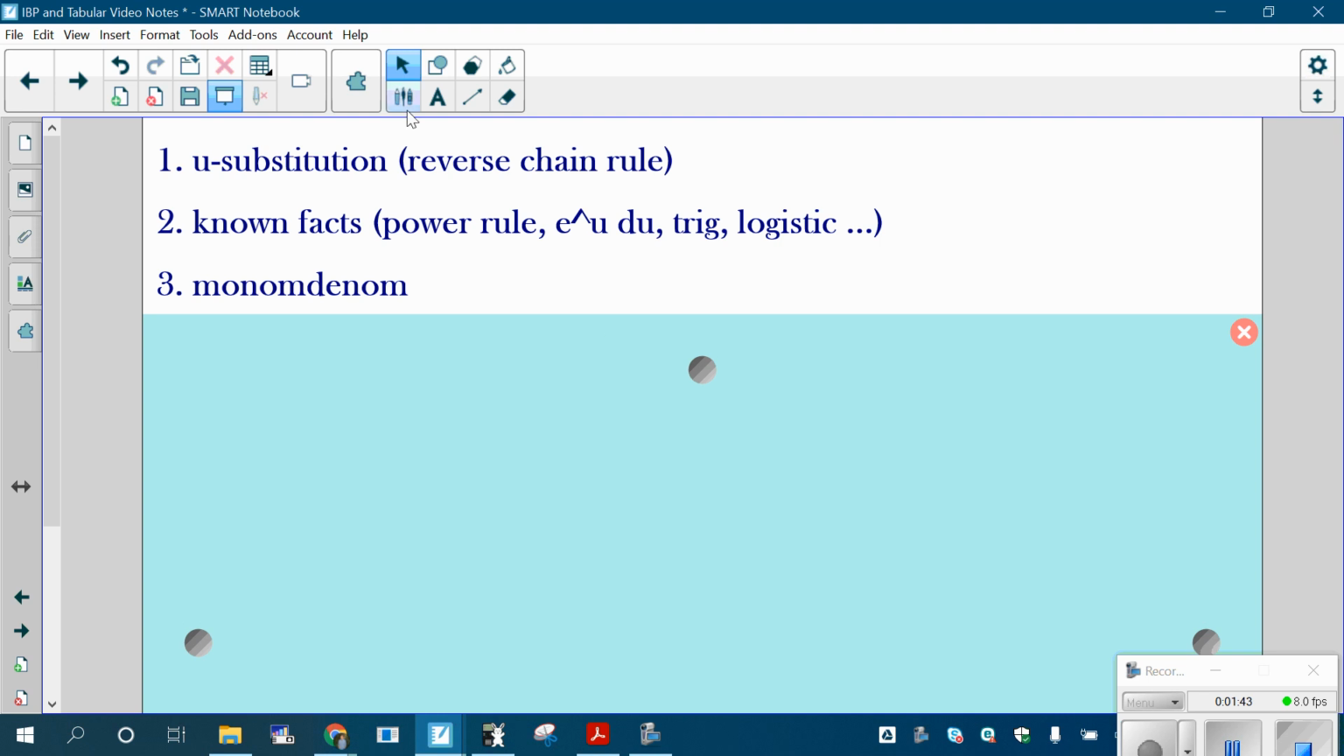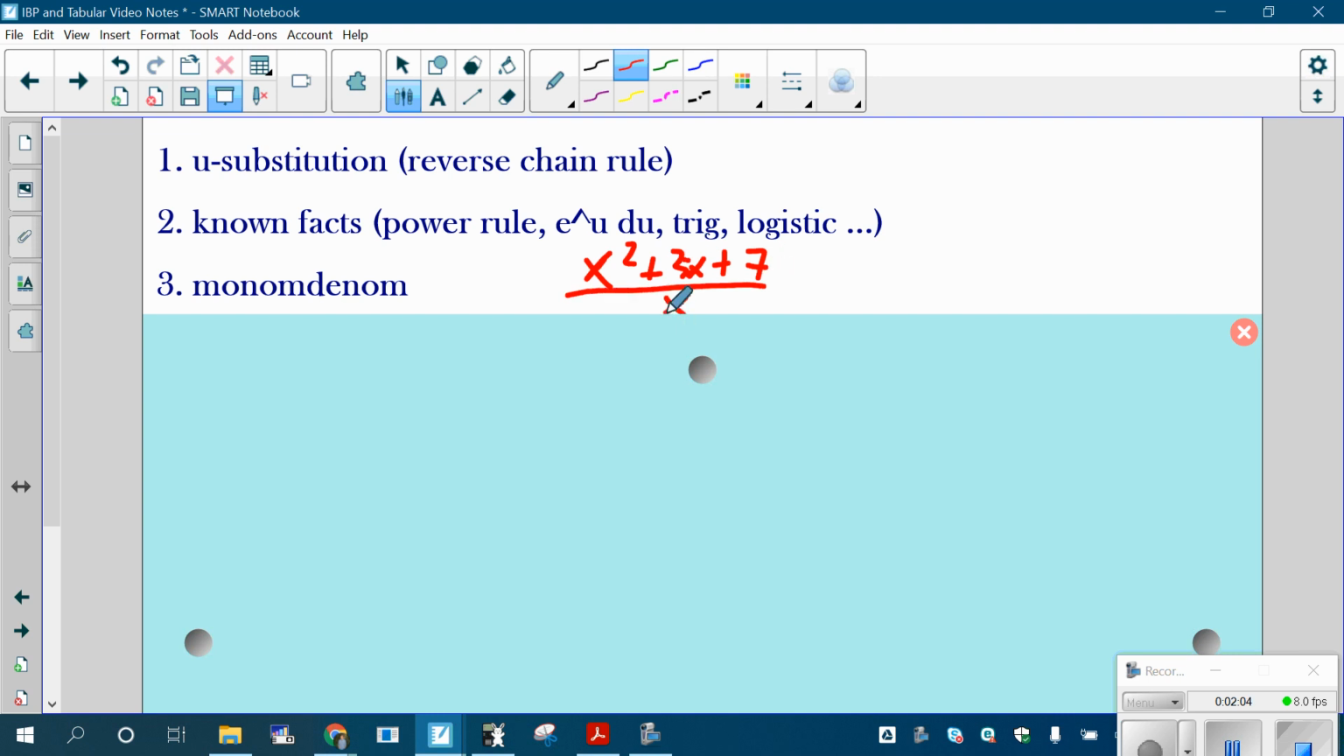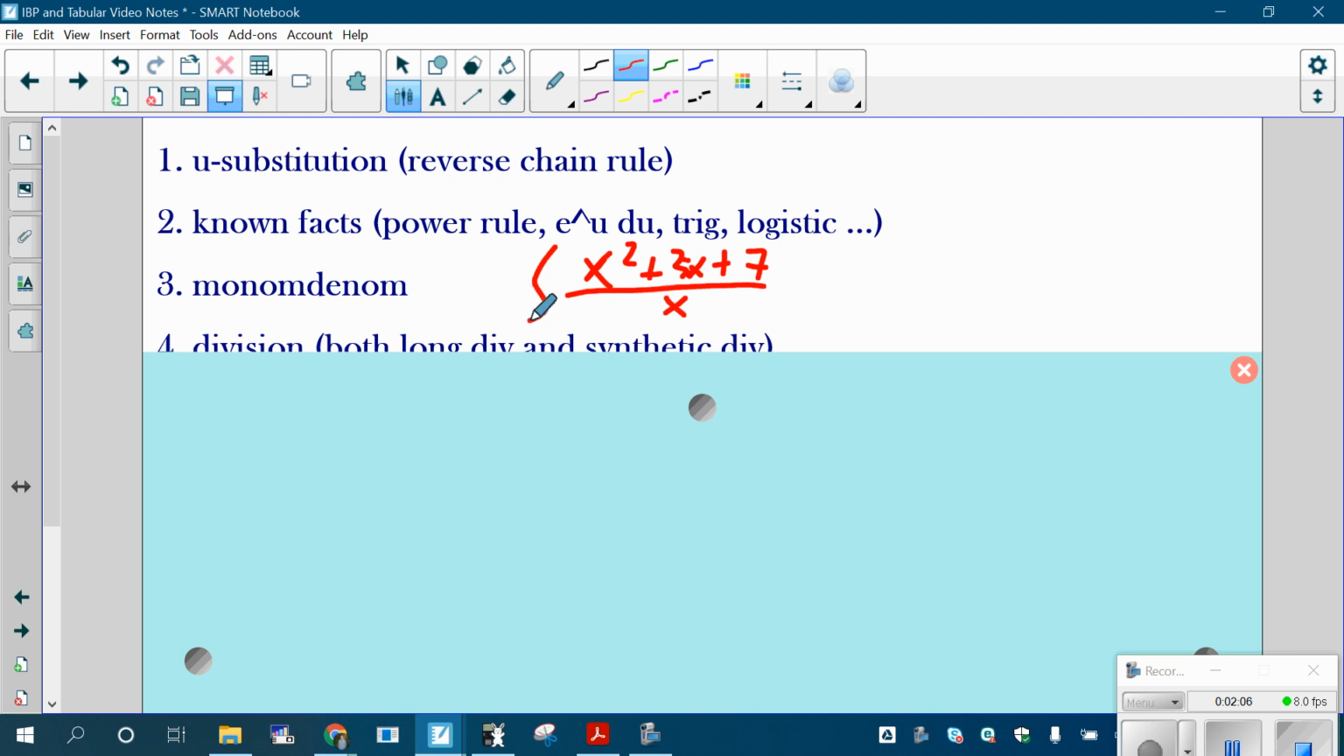Mono-denom. Remember that mono-denom is just a simplifying technique, right? So you know how to take the antiderivative of something that looks like x squared plus 3x plus 7, all over x. You know how to integrate that by doing that mono-denom idea. Remember, that's when you split it into separate fractions and then integrate those individually.